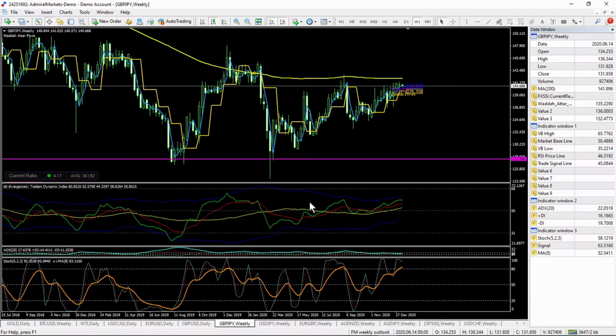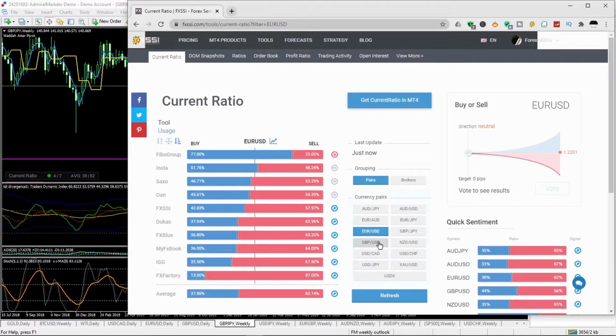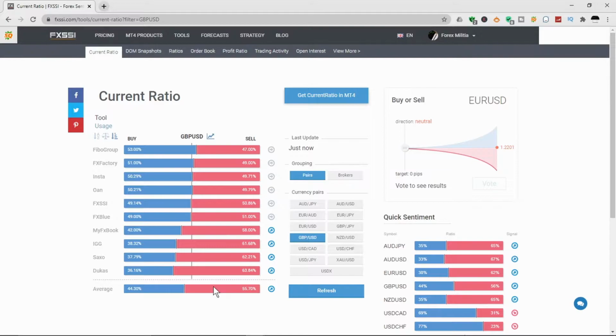Now to the pip stealer, the dragon. One thing, yep, let's take a look at that. Let's take a look at sentiment, and sentiment says that it's pretty balanced. I do not consider the sentiment to actually be strong unless these numbers are more of 60 and 40.